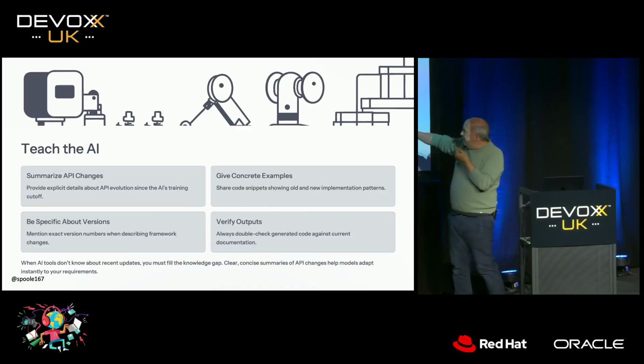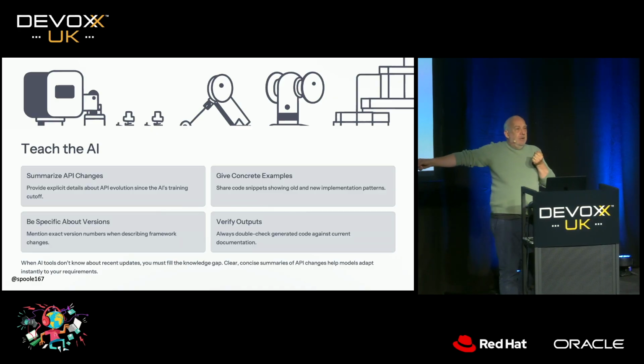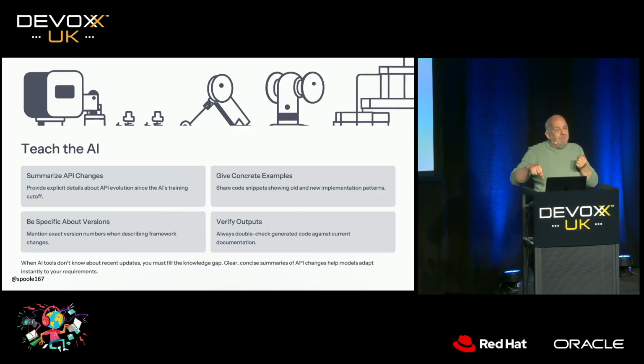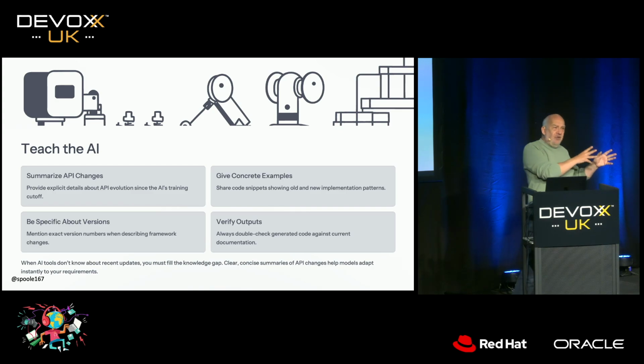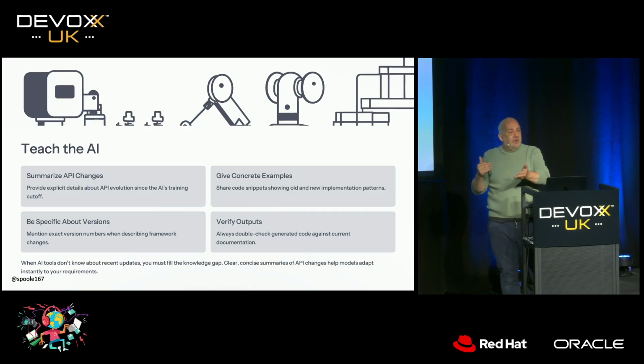Always double check generated code against current documentation. Ask it, you've generated this code, does the code that you generated match the best practices for this tool? You can ask it that. You can ask it to give it back. And then when it comes back and says, here are the problems, you can say, can you go fix them? You have a relationship with these tools that perhaps you're not using.